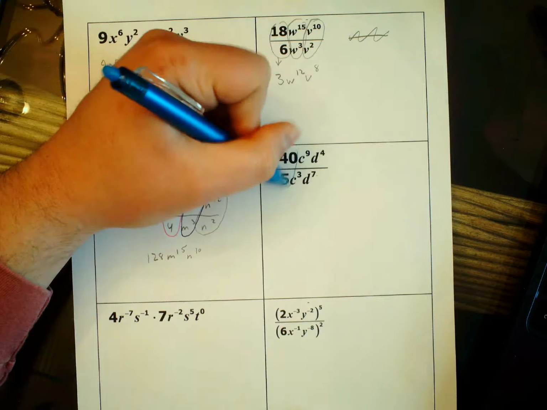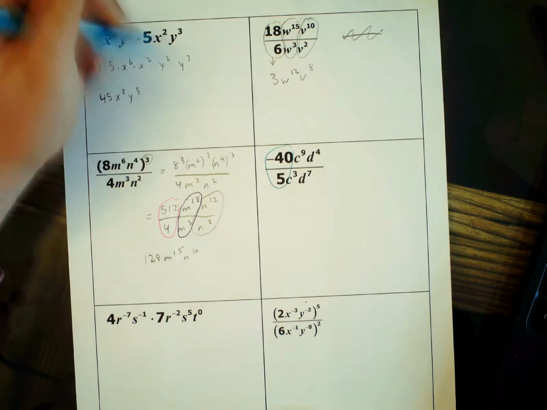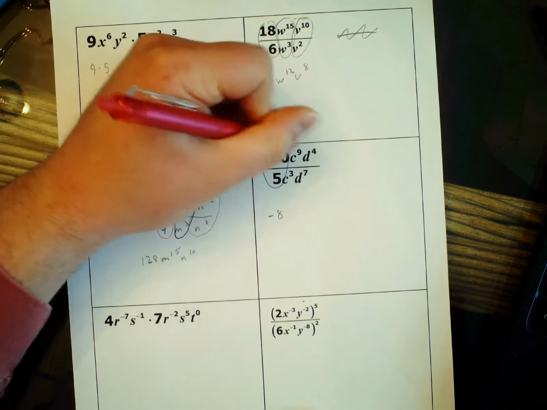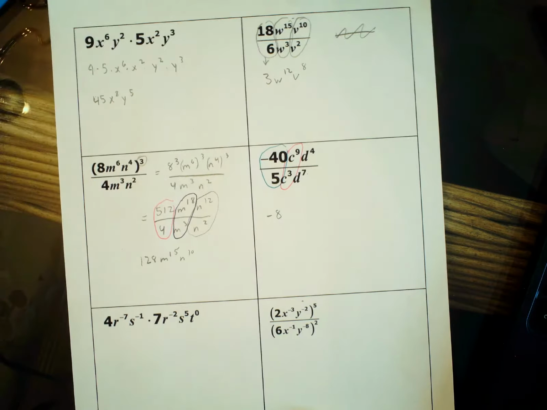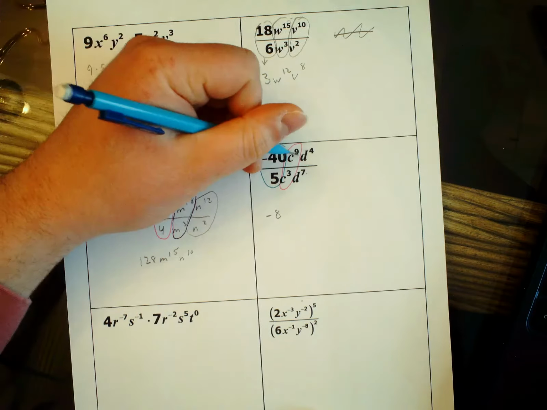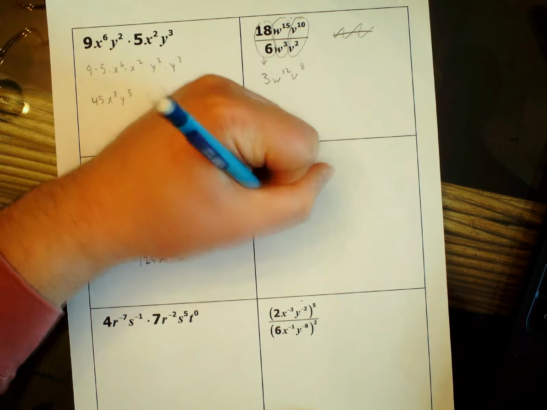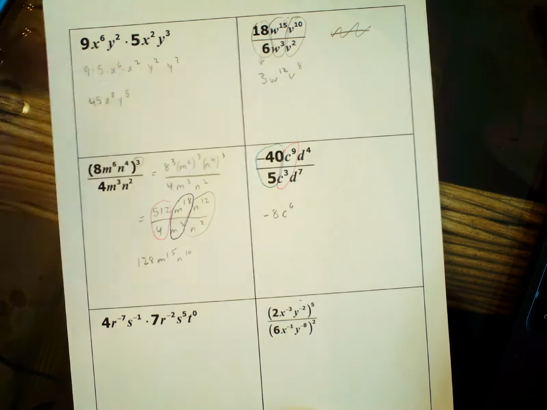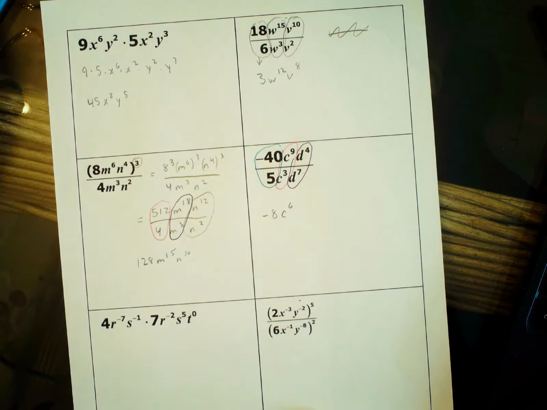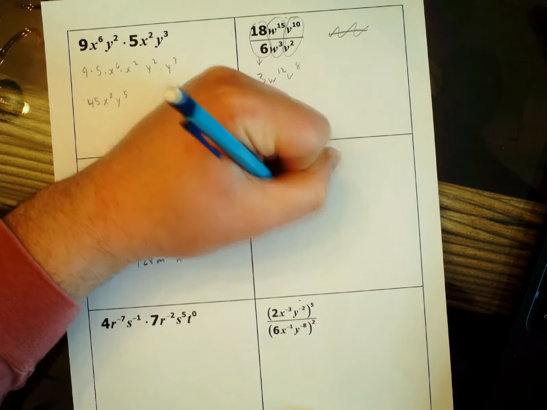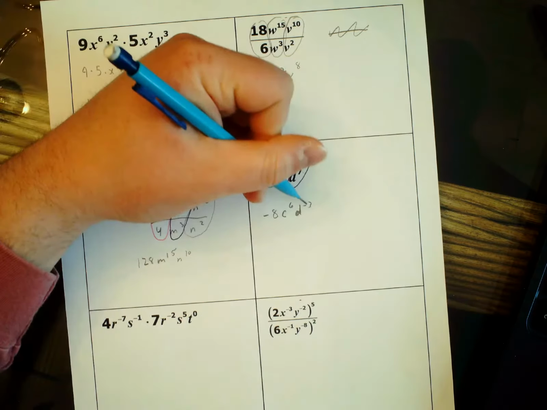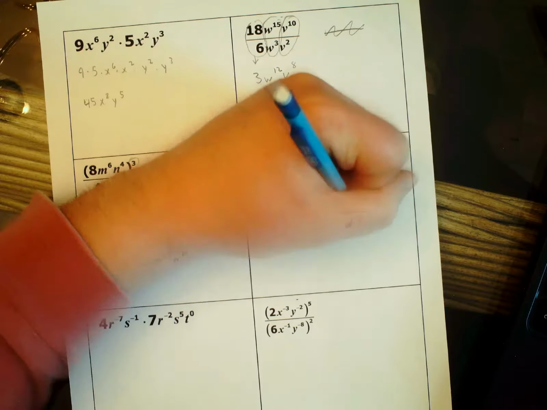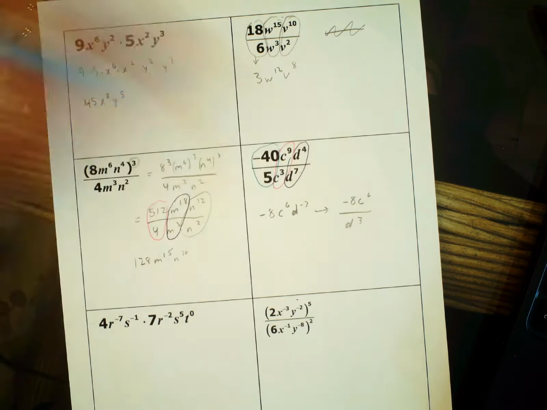Next one here, I'm going to do this first. Negative 40 divided by 5 is negative 8. Now I'm going to do the c's. C to the 9th over c to the 3rd is, what do I do with the powers? I subtract 9 minus 3. So that becomes c to the 6th. And now when I subtract these, I get d to the 4th over d to the 7th is d to the negative 3rd. But I can't leave it like that because there's a negative. So what do I have to do? I have to write it as the reciprocal. So you can't leave a negative power here. Kind of write as the reciprocal.